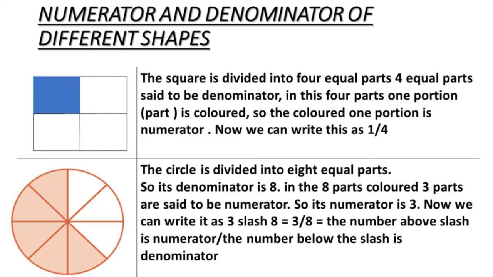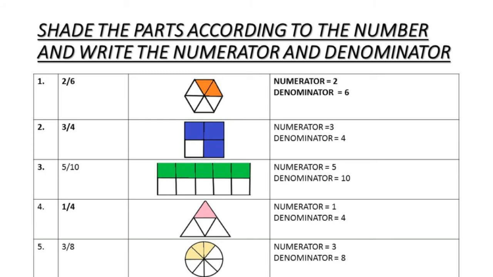The number above the slash is numerator. The number below the slash is denominator. Shade the parts according to the number and write the numerator and denominator. First one, 2 by 6. So a hexagon has been drawn, and two portions are shaded. So the numerator is 2, denominator is 6.